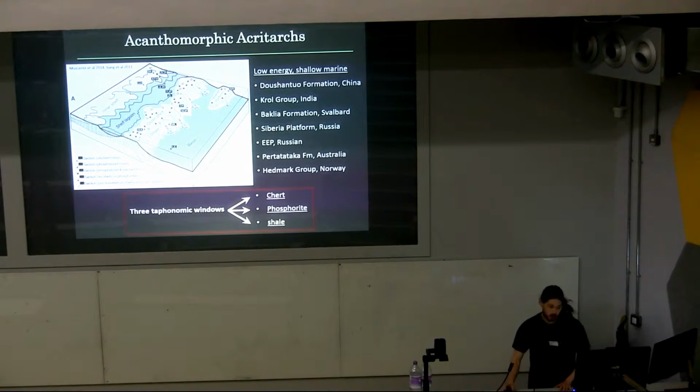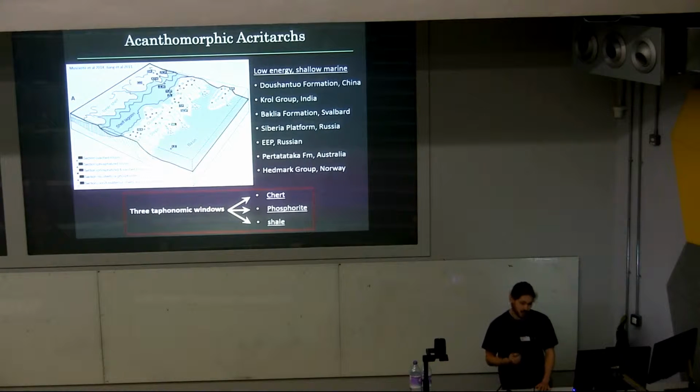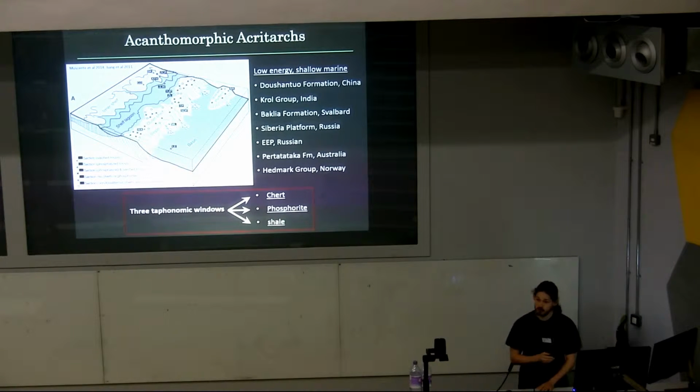This diagram shows the Doushantuo Formation, this rimmed carbonate platform. The sections that go through the Doushantuo Formation vary throughout and occur also on the slope and in the basin, but the only ones that find acanthomorphs are on the shelf itself. And this occurs in every single section and every part of the Ediacaran world that people have gone to. In all of these localities, the acanthomorphs only occur in 3 different lithologies: chert, phosphorite, and shale. These are the standard 3.